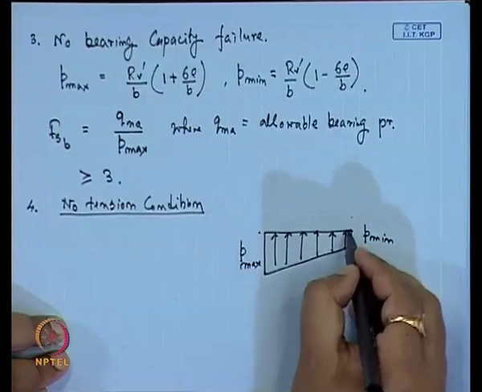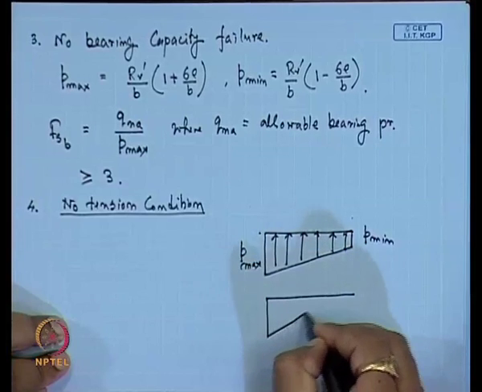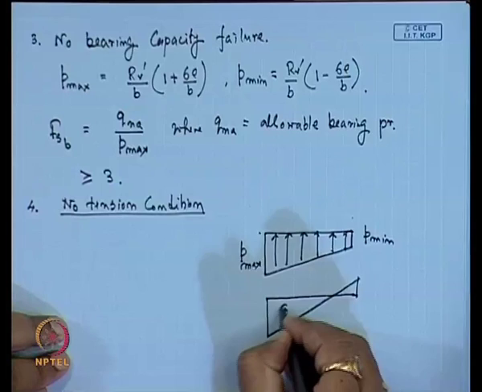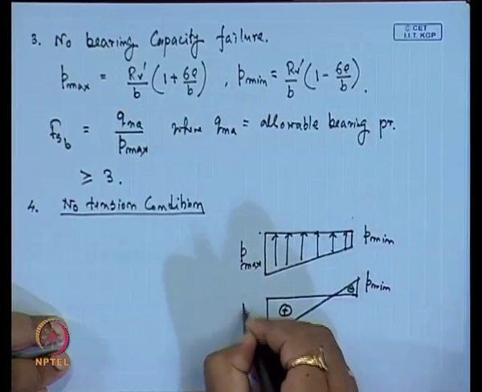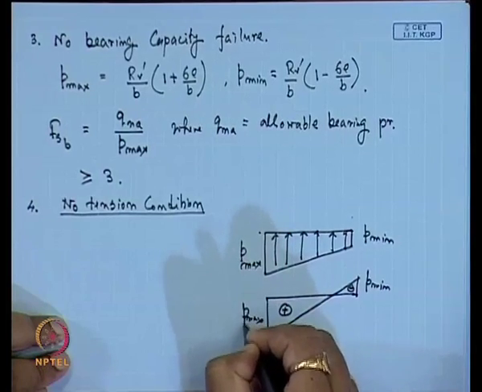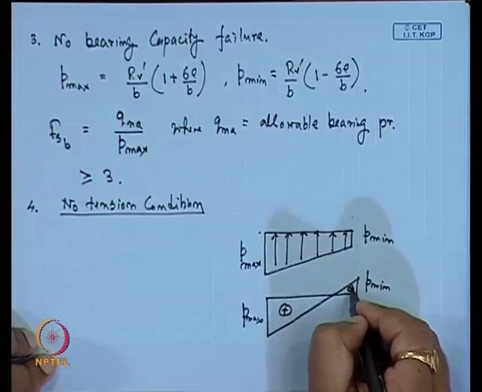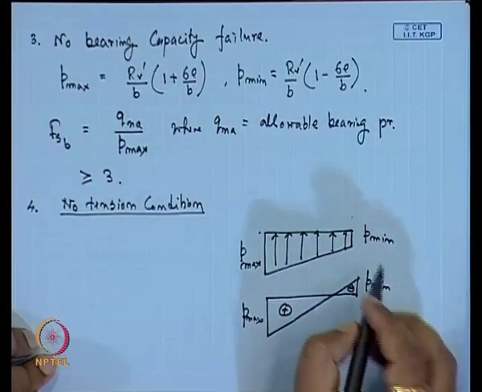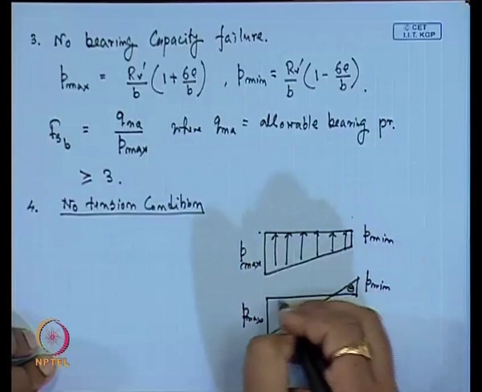Now, there is a possibility that we may get this type of distribution also, where if this is positive, then this will give us P min, and this is P max. So, this will give us the tension condition. This will give you the negative stress, so that will give us the tension condition. So, we have to avoid this, the no tension condition.